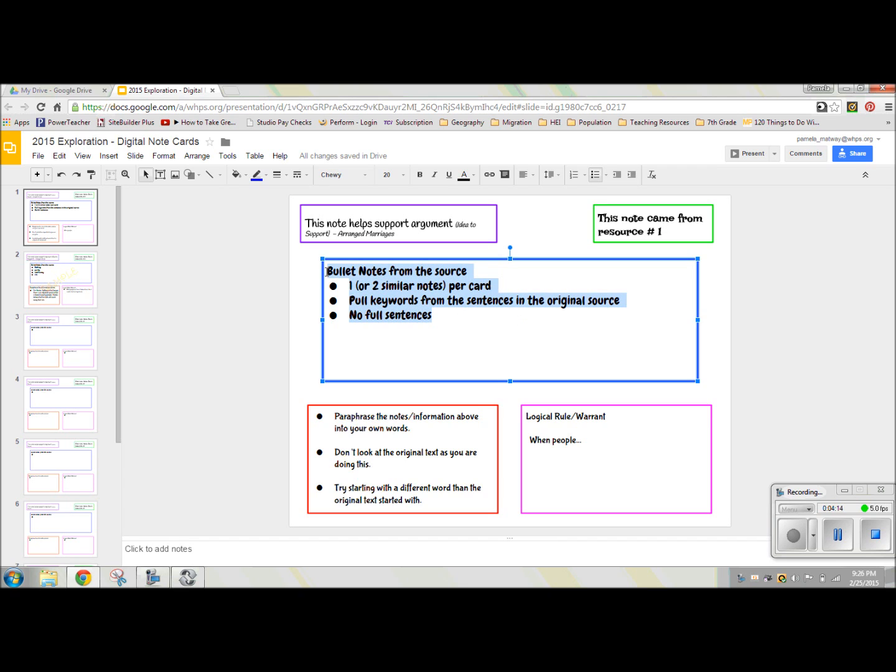So, bulleted notes first, then say which argument it best supports, and then identify the number of the source that it came from.